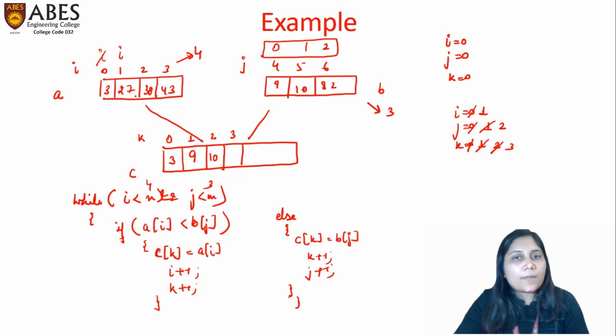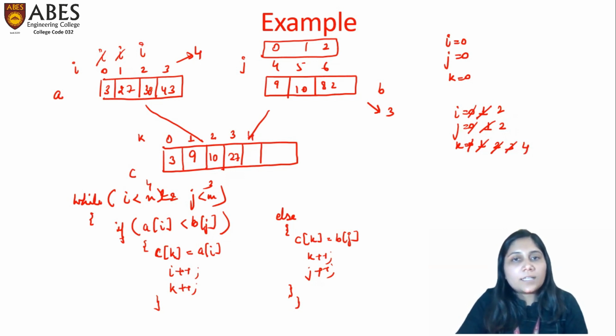Now again you are going to compare. 27 is less than 82. Yes, the condition is true. So if it is true, then you write 27 over here, and your I will go over here. It means that the value of I will change to 2. J will remain at its position, and K will be changed to 4.